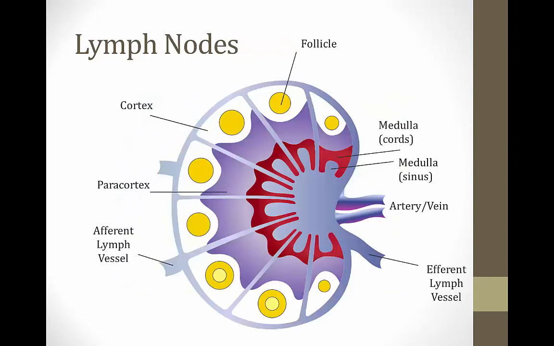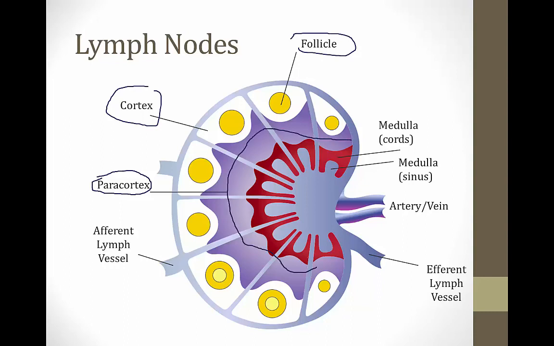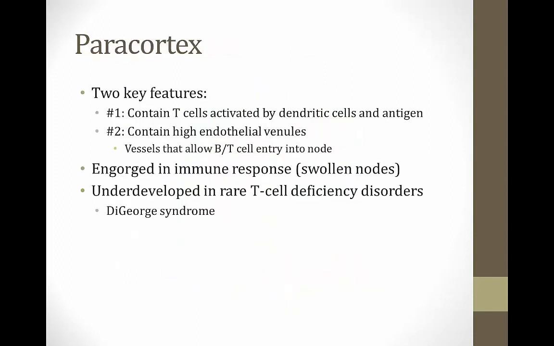So back to our picture of the lymph node, we've talked about the cortex and the follicles, and now we're going to talk about the middle region of the lymph node, and that's called the paracortex. It's depicted by this purple section in here, and the paracortex is where the T cells are housed. So there are two important features of the paracortex that you need to be aware of. The first is that they contain T cells, which can be activated by dendritic cells that present antigen.